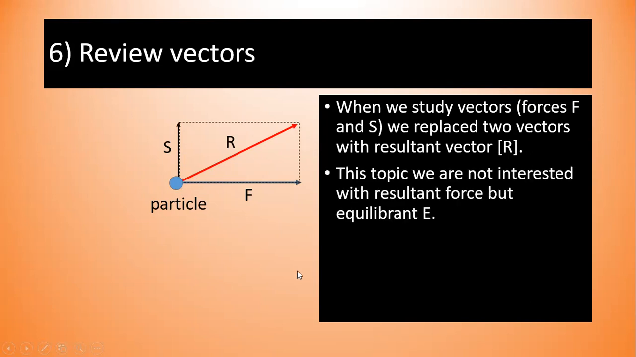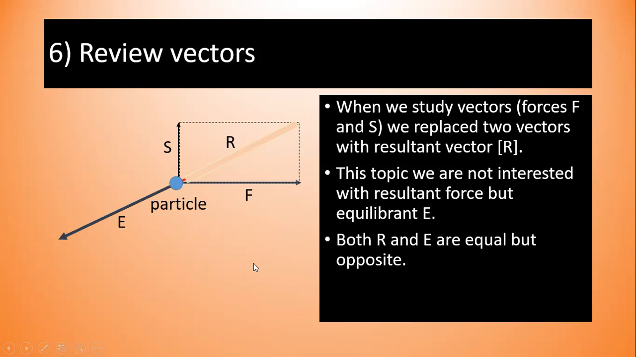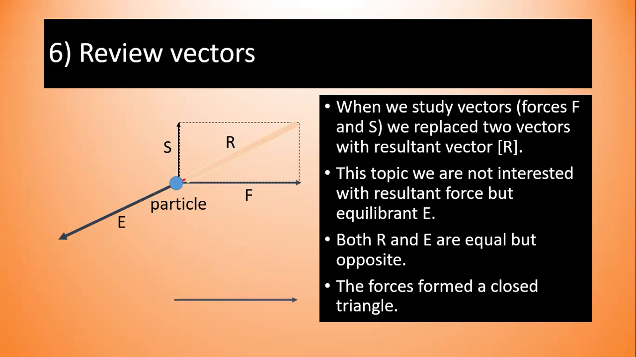In this topic, we are not interested in the resultant force but the equilibrant. Okay? Equilibrium, that's the force for equilibrium. Instead of the resultant force, it's the same magnitude but opposite direction to the resultant force. Right? Both R and E are equal but opposite direction. Or another way of saying, the forces form a closed triangle. Right? Taken in order, easier to take F and S, then it should form a closed triangle.